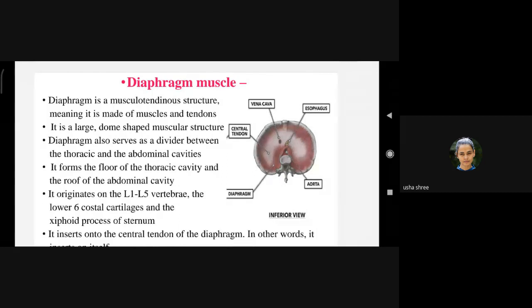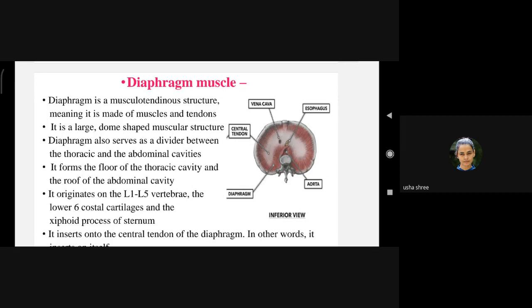Diaphragm is a musculo tendinous structure. It's not fully made up of muscles. It's a muscular tendinous structure. A lot of tendons are present in the diaphragm, meaning it's made up of muscles and tendons. It's a large dome shaped muscular structure. Diaphragm also serves as a divider between thoracic and abdominal cavities.